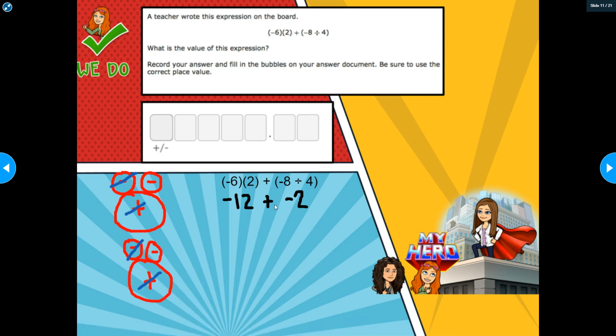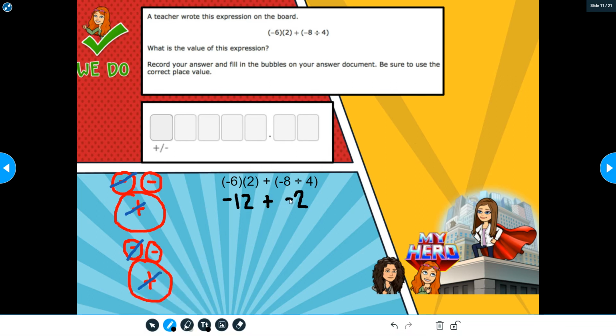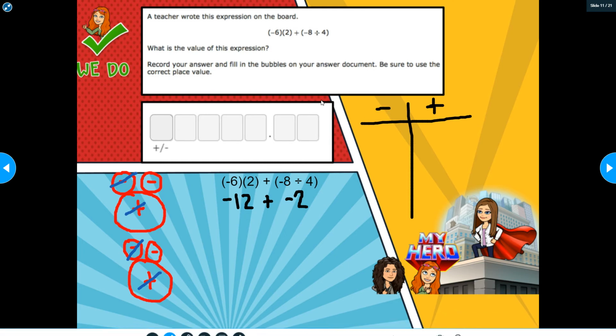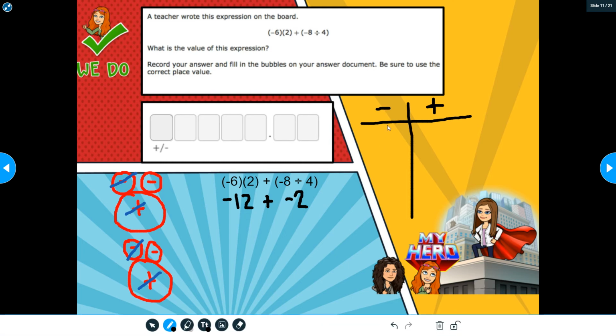Okay, and now I'm going to add -12 plus -2. With the adding, we do not use the Mickey Mouse or the MD circles. We use the T-chart. So on your paper, go ahead and draw a T-chart. On the right, we have our positives. On the left, we have the negatives. So this means that all the negative numbers will go in the left column and all the positive numbers will go in the right column.